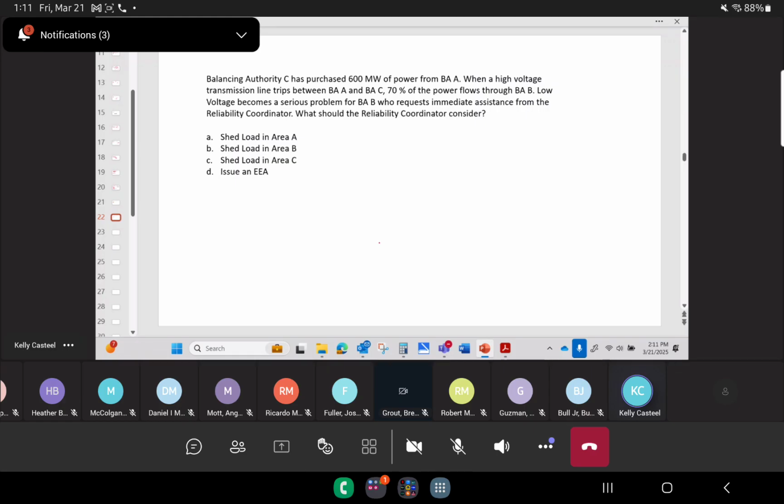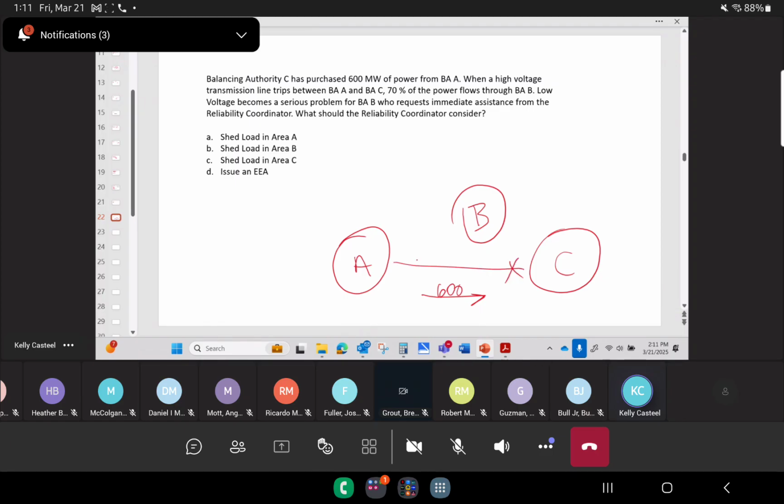Okay, so I'm going to try to draw this out. So here is Alpha, Bravo, and Charlie. Charlie has about 600 megawatts of flow from Alpha to Charlie. When a high voltage transmission line trips between Alpha and Charlie, so we lost that one, 70% of that power flows through Bravo. Low voltage becomes a serious problem for Bravo. So we've got low voltage here. We request immediate assistance from the reliability coordinator. What should the reliability coordinator consider?